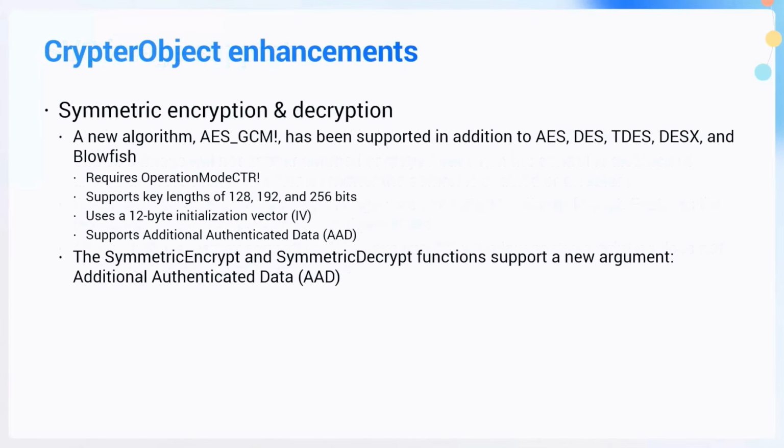The CrypterObject has been enhanced with a new algorithm for symmetric encryption and decryption, the GCM. It requires that you use the operation mode CTR. It supports lengths of 128, 192, and 256 bytes. It uses a 12-byte initialization vector, and they've added an additional argument for additional authentication data. And so this has to do with the SymmetricEncrypt and SymmetricDecrypt functions that have been modified to add that additional argument, as well as to take this new algorithm type.